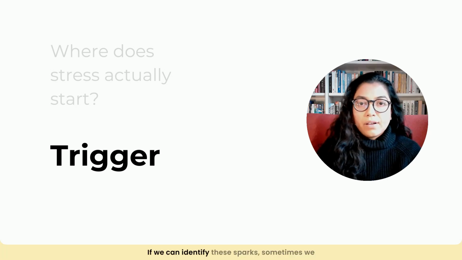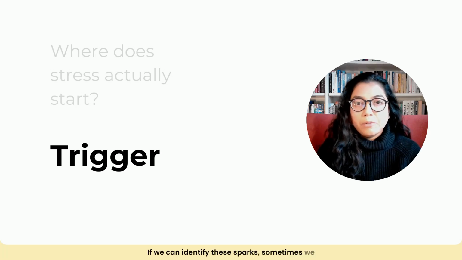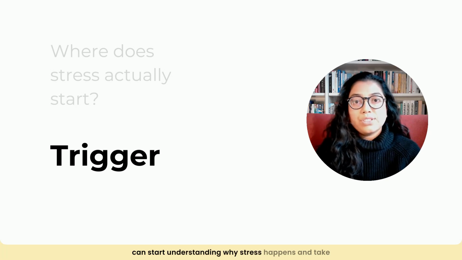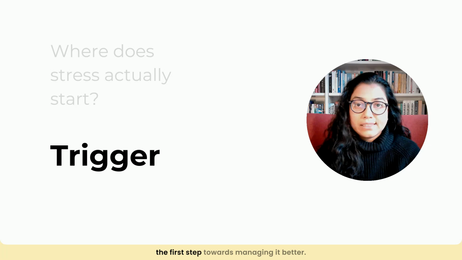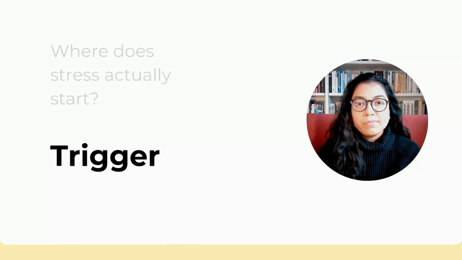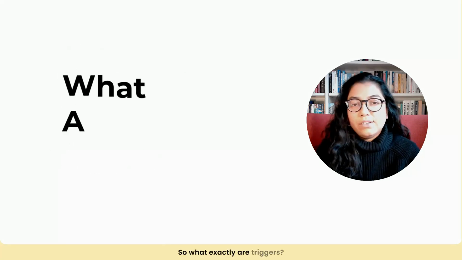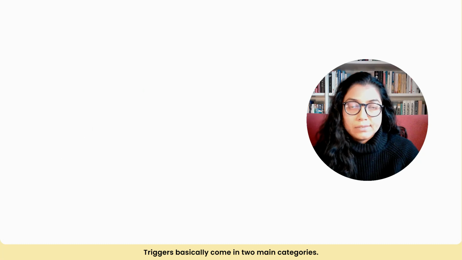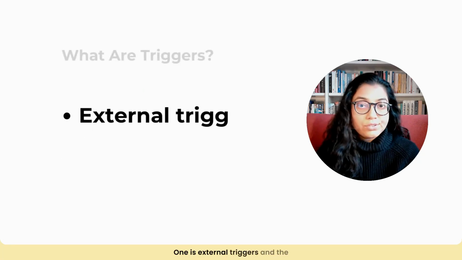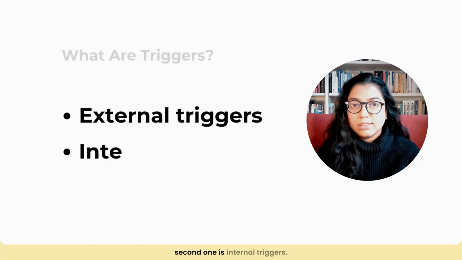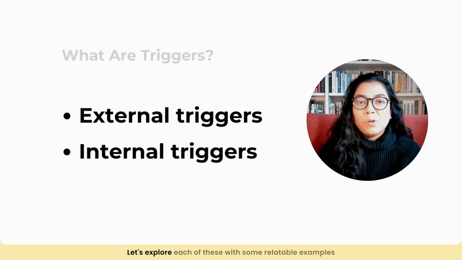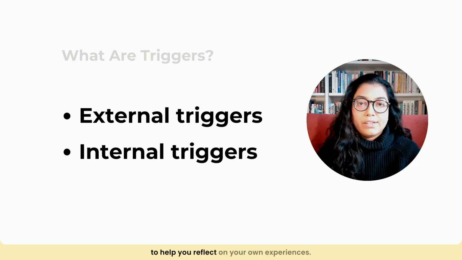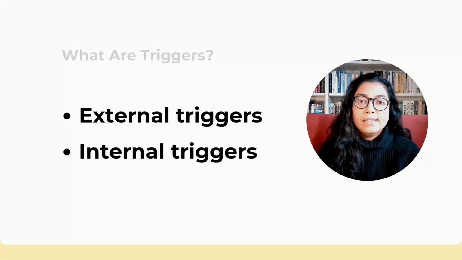If we can identify these sparks, sometimes we can start understanding why stress happens and take the first step towards managing it better. So, what exactly are triggers? Triggers basically come in two main categories. One is external triggers, and the second one is internal triggers. Let's explore each of these with some relatable examples to help you reflect on your own experiences.